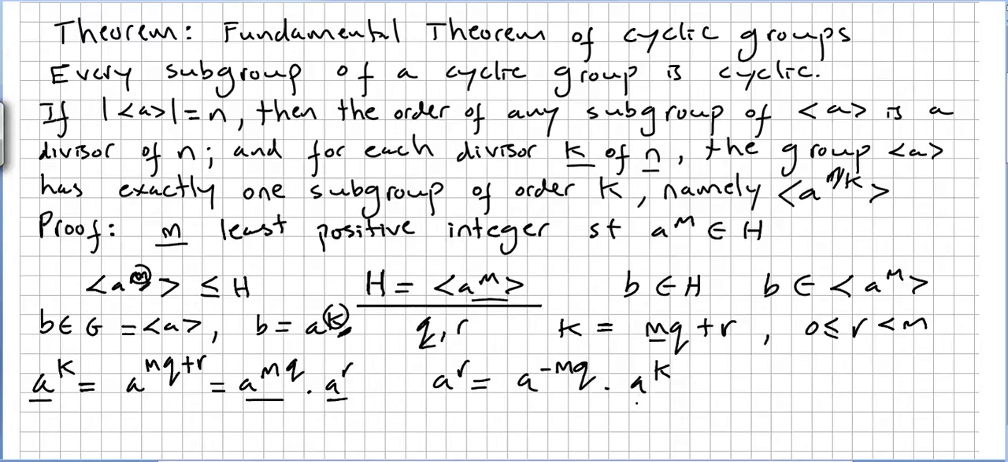Okay, but we said that a to the power of k, where is it? Here. A to the power of k is b and is in H, right? So a to the power of minus mq will be equal to a to the power of m to the minus q, the inverse of m, and this one will be in H, right? So a to the power of r is in H.